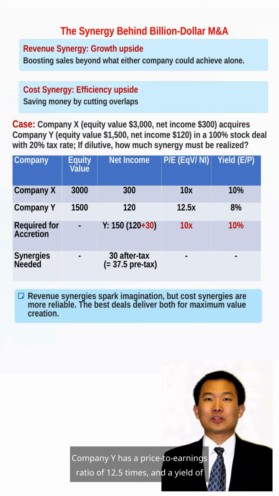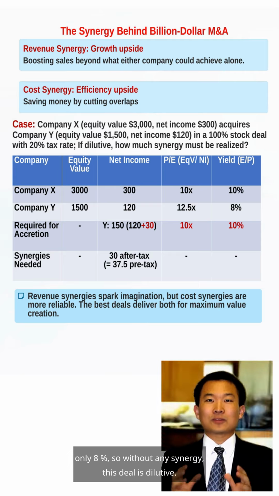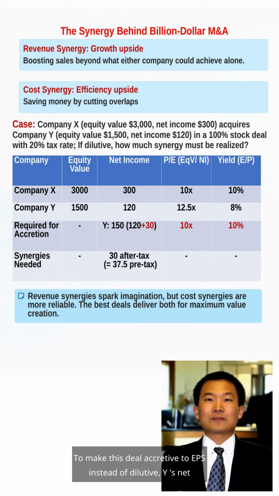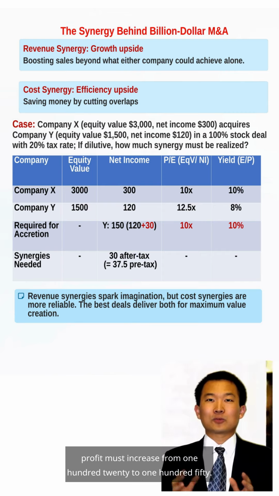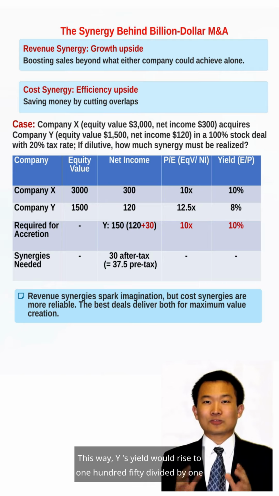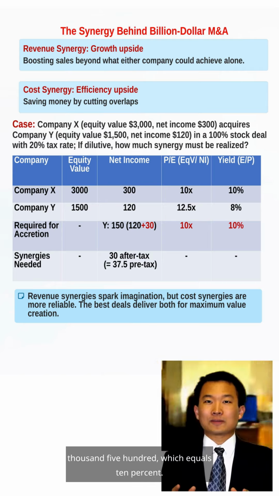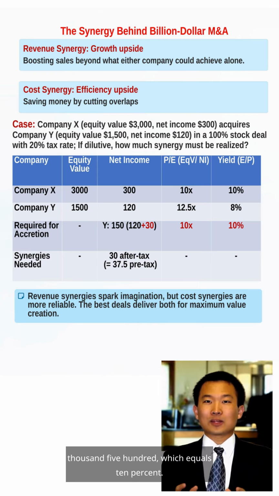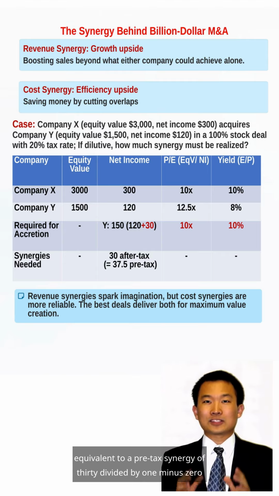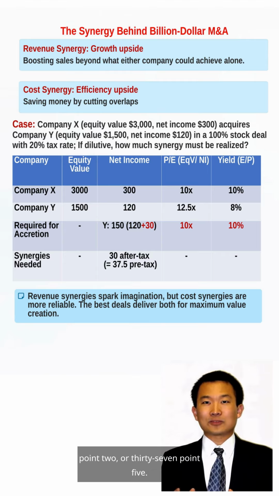Company Y has a price-to-earnings ratio of 12.5 times and a yield of only 8%, so without any synergy, this deal is dilutive. What should we do to make this deal accretive to EPS instead of dilutive? Y's net profit must increase from 120 to 150. This way, Y's yield would rise to 150 divided by 1,500, which equals 10%. In other words, we need a post-tax synergy of 30, which is equivalent to a pre-tax synergy of 30 divided by 1 minus 0.2, or 37.5.